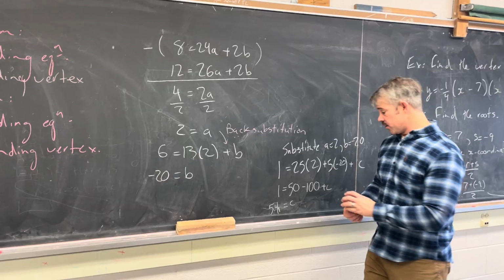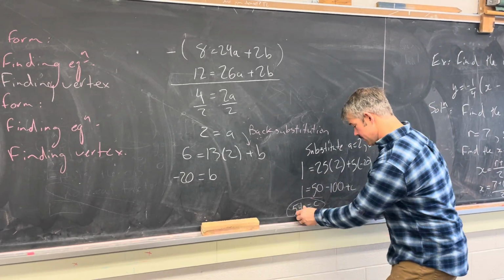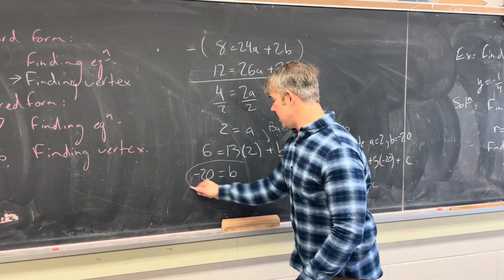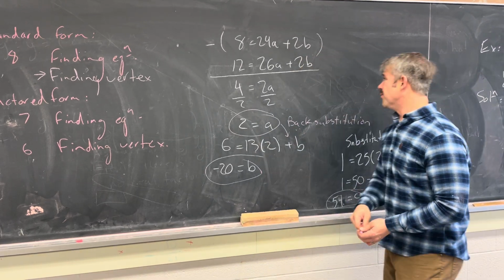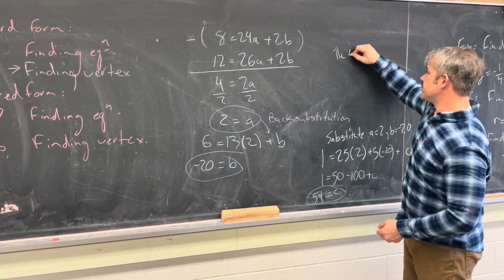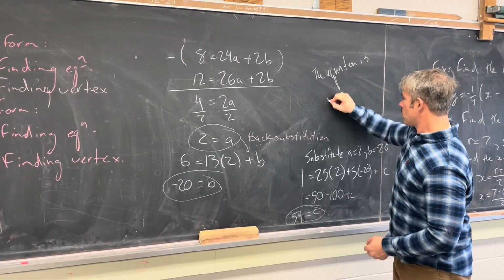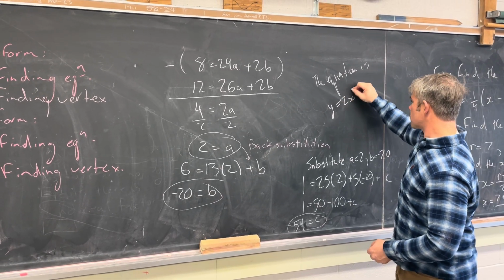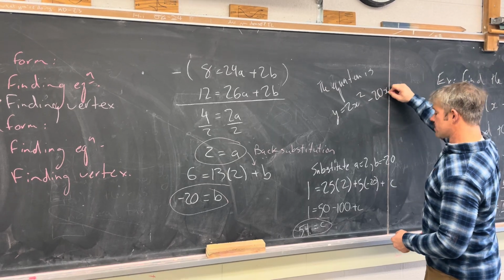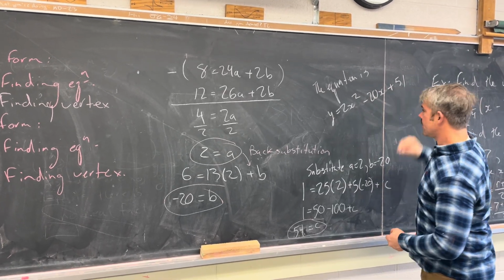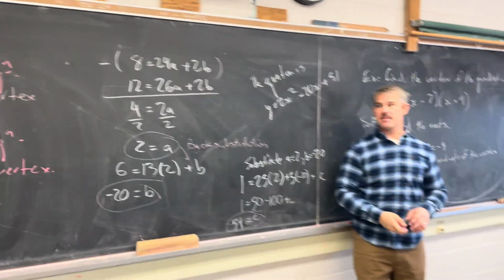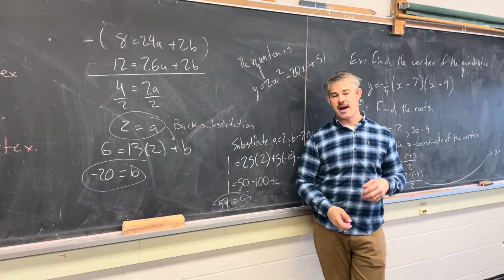So now that I have a value of c, 51, a value of b, negative 20, and a value of a, 2, I can say the equation is y equals 2x squared minus 20x plus 51. And that's the equation of the quadratic passing through the point 637951.